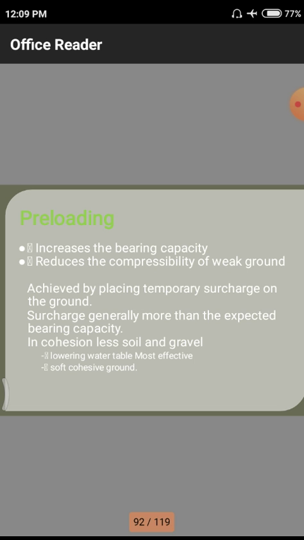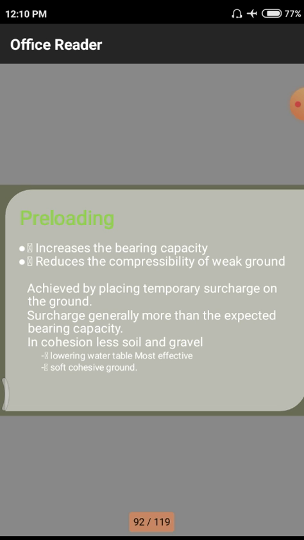Due to this preloading technique, one feature we will obtain is that it increases the bearing capacity of the soil. That means there will be a huge amount of friction between the soil particles and the foundation, so that the settlements will be less. That means the friction will take place. Sometimes there will be no settlements occurring at all.